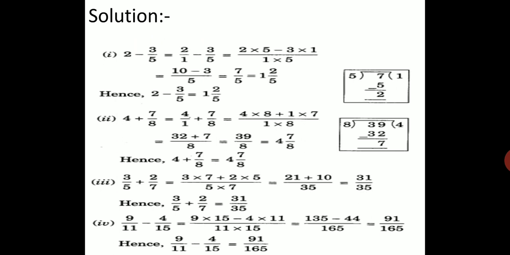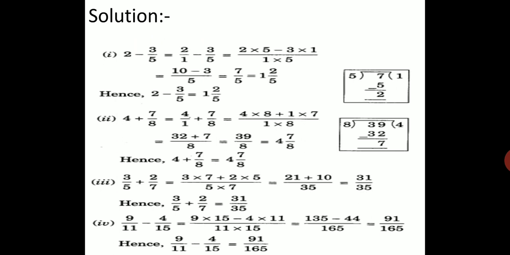Again we are converting this 39 by 8 into a mixed fraction. Now what is the dividend here? Dividend is 39, divisor is 8. Now you can see 8 4s are 32, 39 minus 32 is 7. So what comes here, 4 7 by 8 is the answer in the form of a mixed fraction.